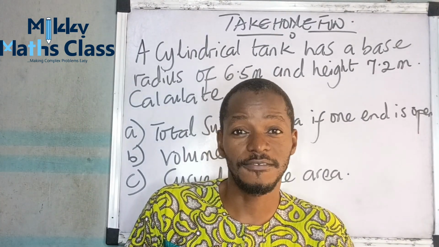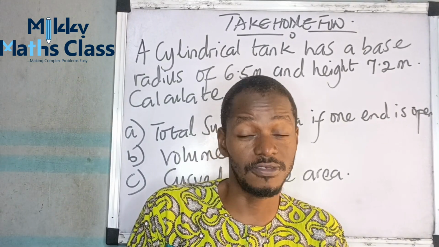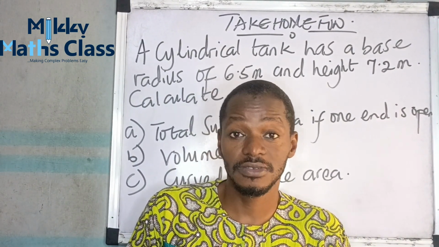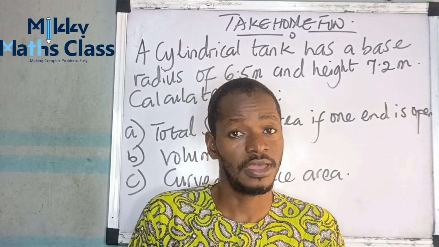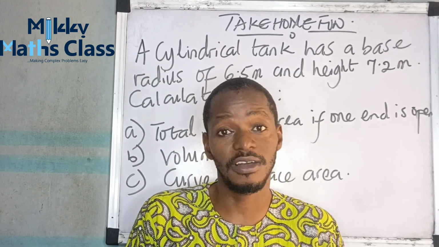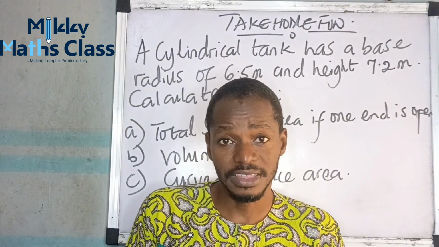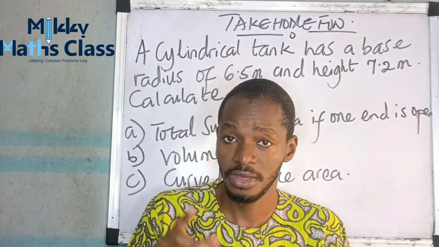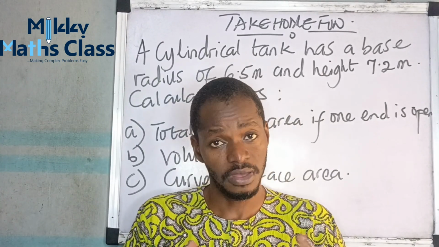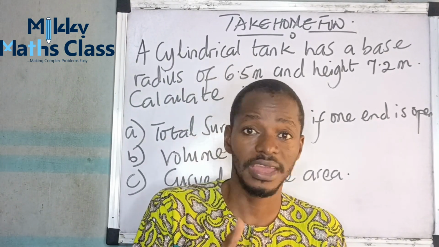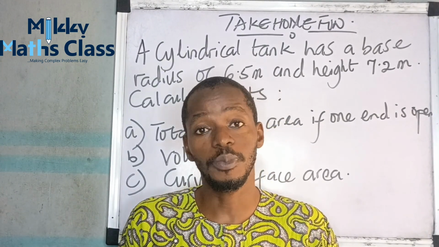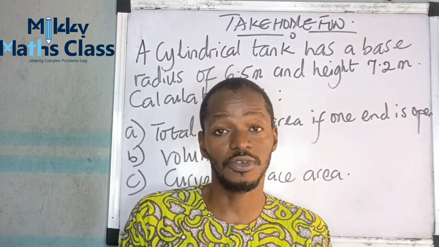All right, I hope you have learned in today's class. We looked at what a cylinder is. We said it's a three-dimensional shape that has its cross sections as circle, and we looked at the formula for the volume. We looked at the formula for the total surface area. We said that the volume is pi r square h. We looked at the total surface area, and we gave two conditions: when both ends are closed and when one end is open. And lastly, we looked at the curved surface area.